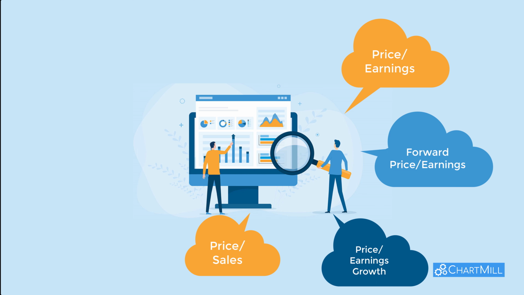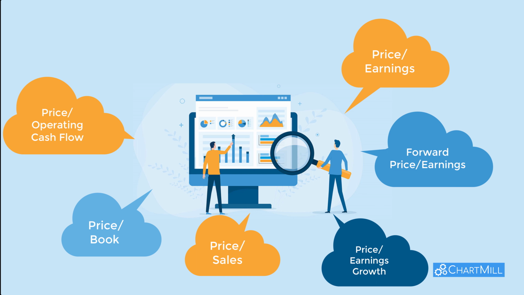The price-to-sales ratio assesses a company's stock price relative to sales per share. This is useful for evaluating companies with low or negative earnings. The price-to-book ratio compares the market value of a company's stock to its book value. A ratio lower than 1 may indicate an undervalued stock.